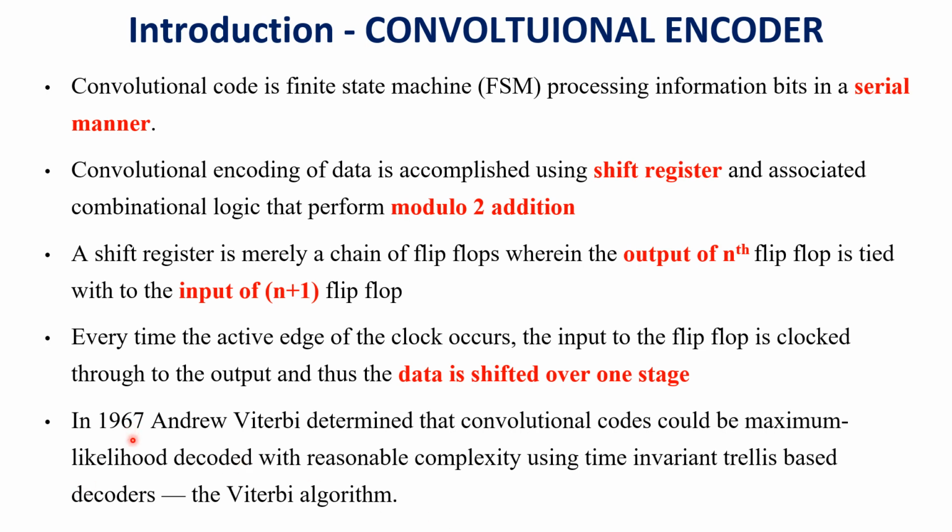And in 1967, Andrew Viterbi determined that convolution codes could be maximum likelihood decoded with reasonable complexity using a time invariant trellis based decoder, which is called the Viterbi algorithm. So for convolution encoding, we use the Viterbi algorithm for decoding.